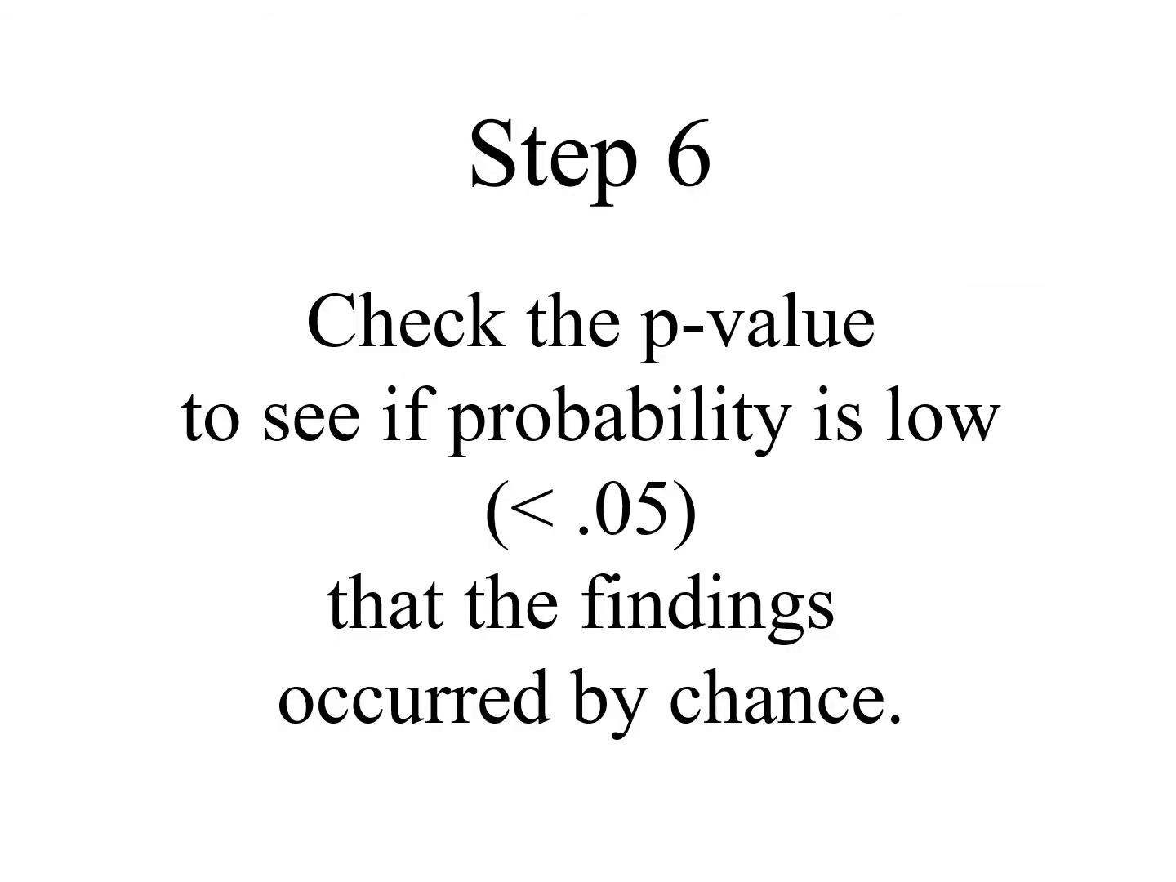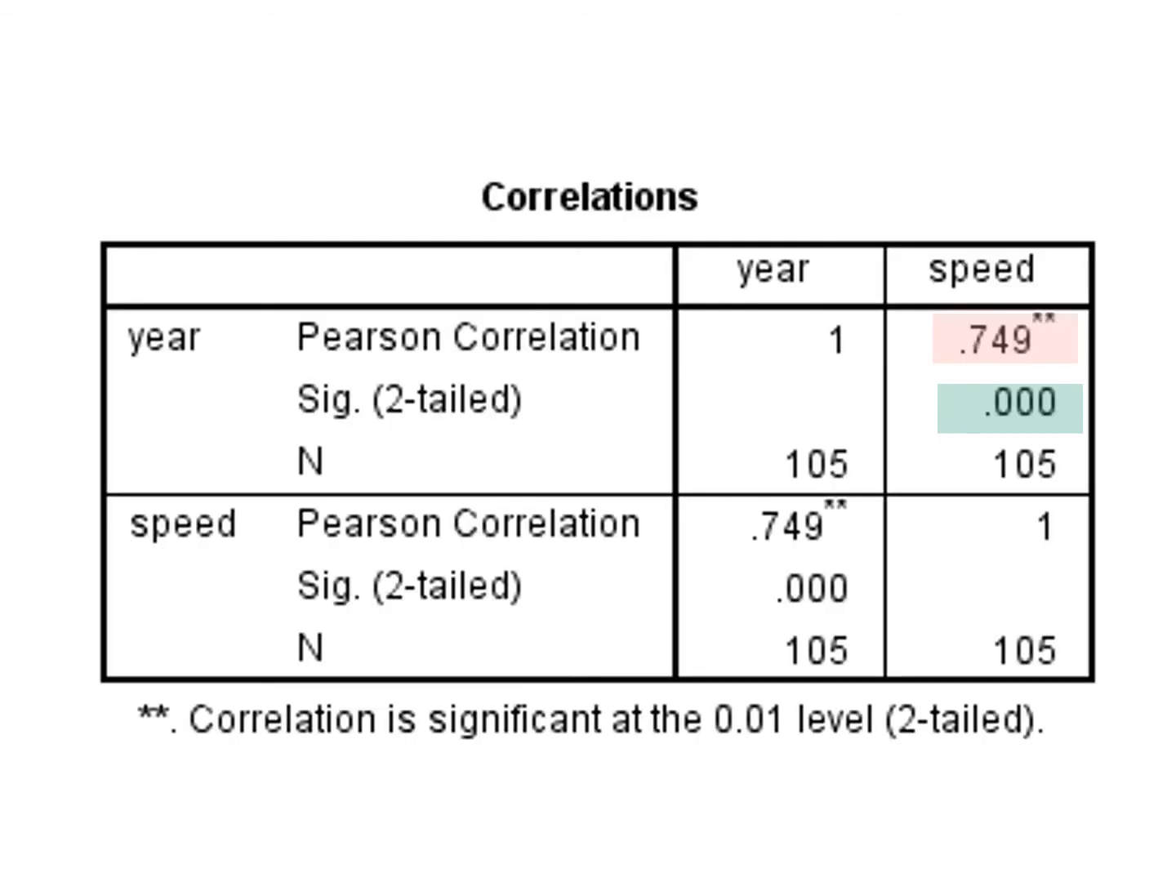So now we're coming to the last step, step 6. We're going to check the p-value to see if the probability is low that the findings occurred by chance. We say p-value, and that's short for probability value. Here marked in green is the probability that the findings occurred by chance. The printout says the probability is 0.000. Now that's very low, and that's important and interesting.